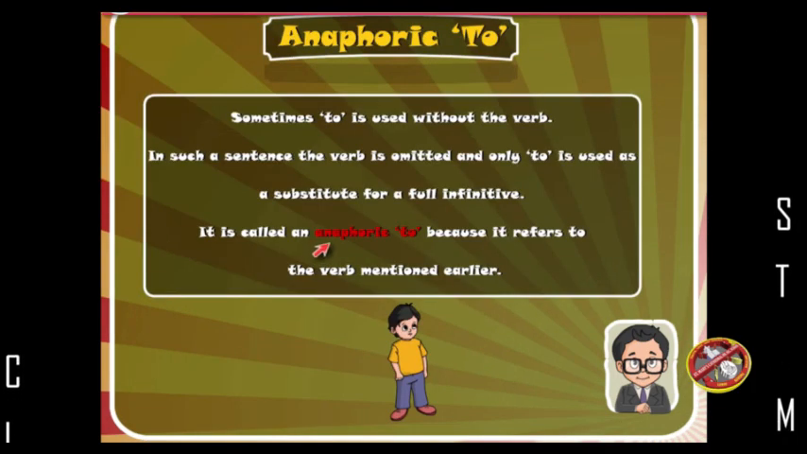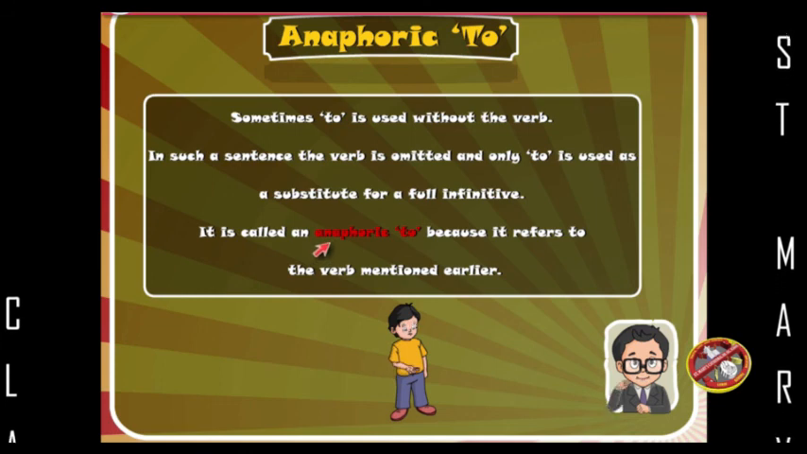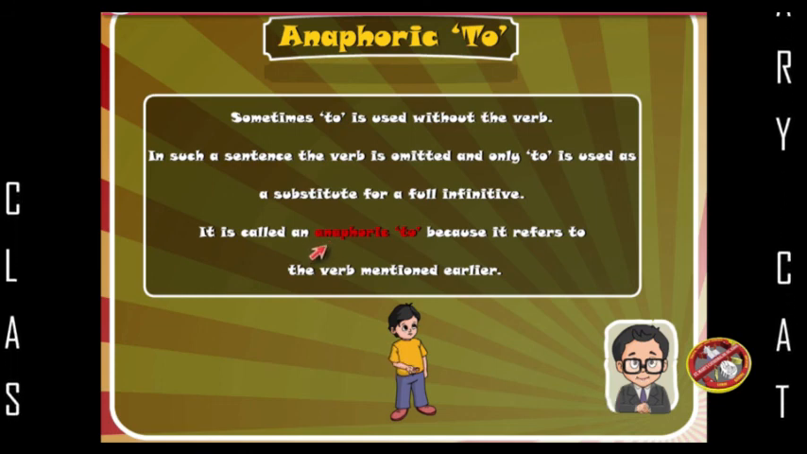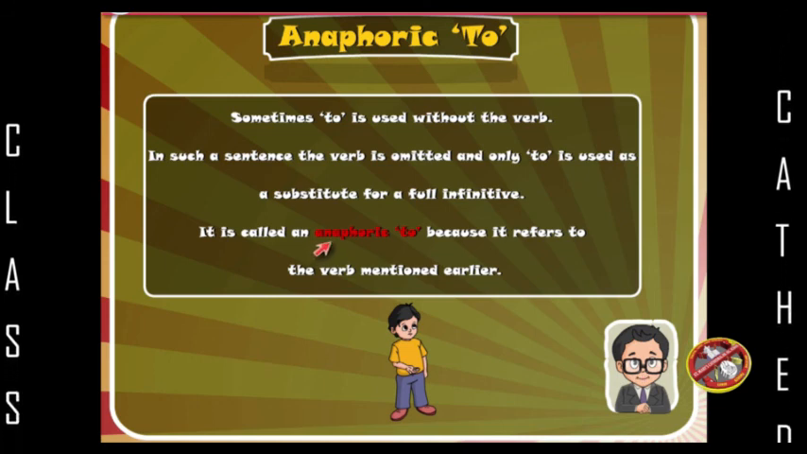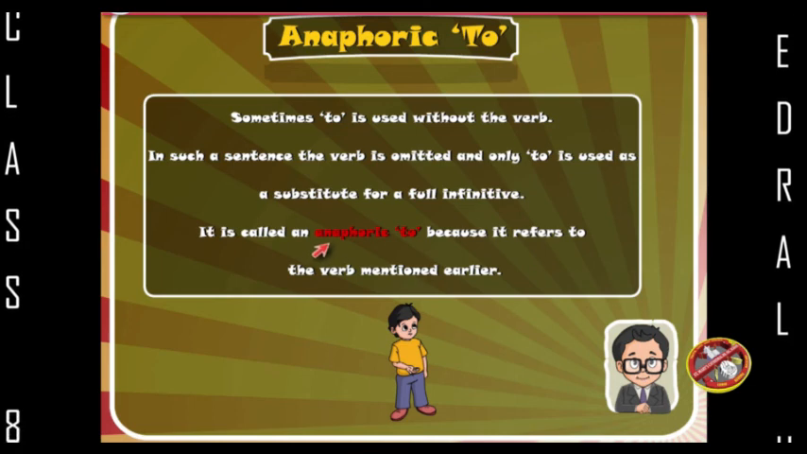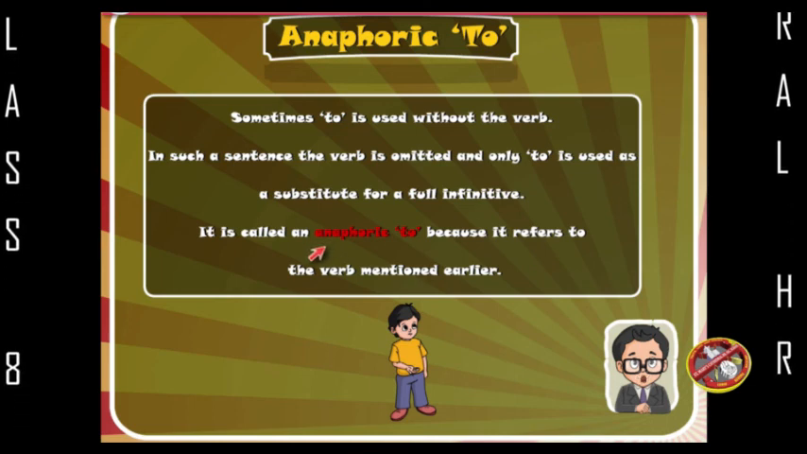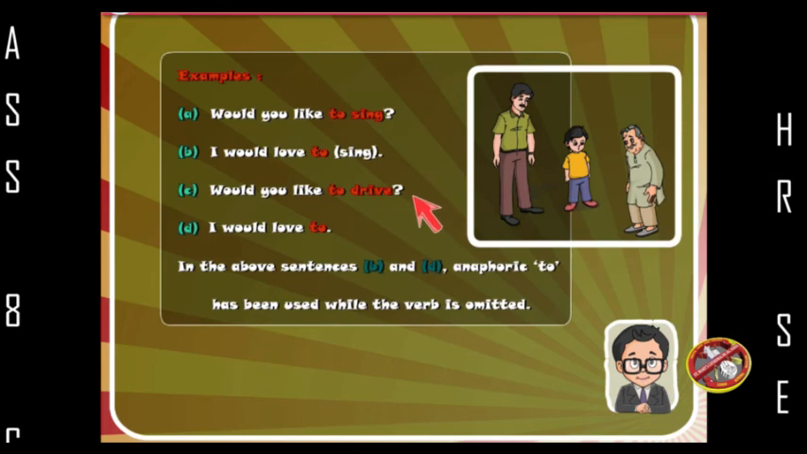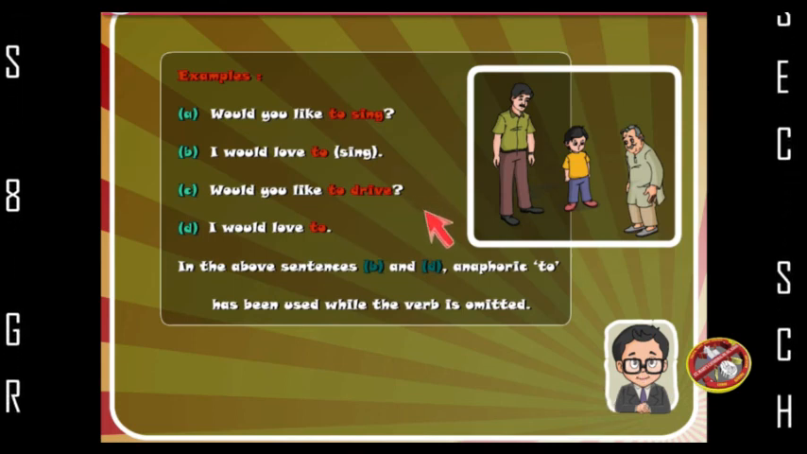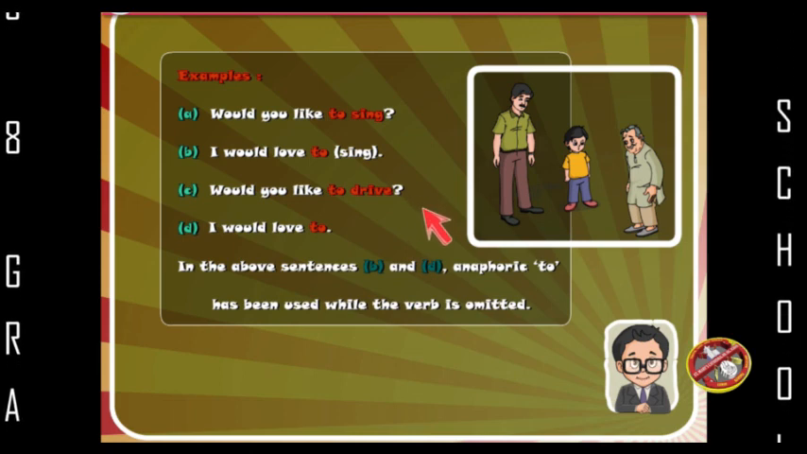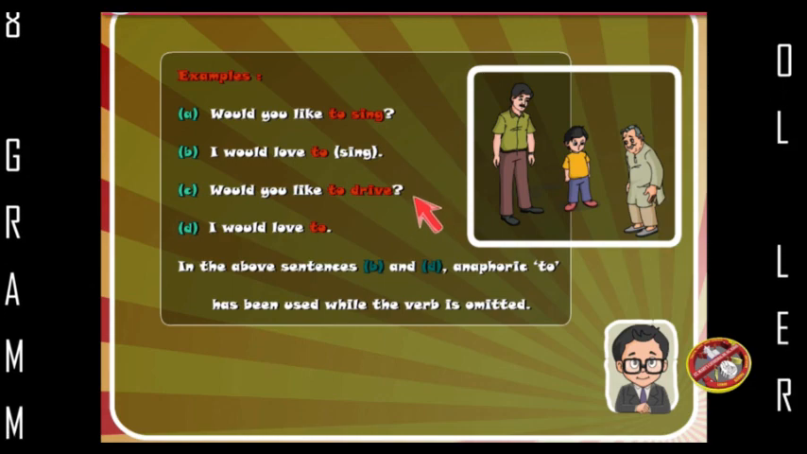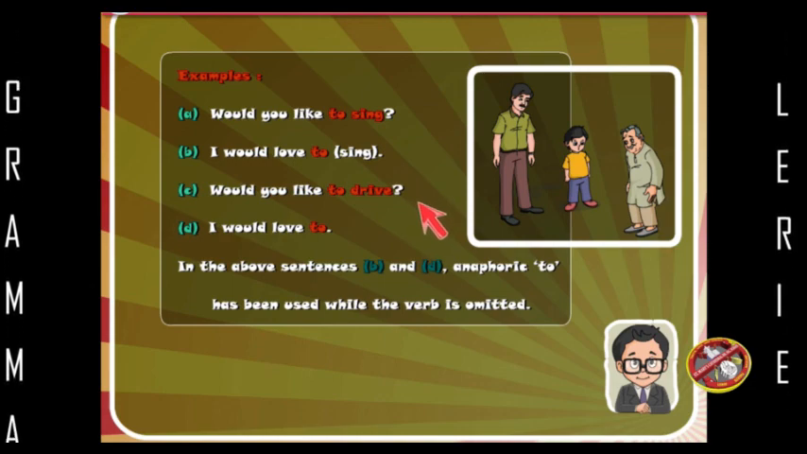Anaphoric to. Sometimes to is used without the verb. In such a sentence, the verb is omitted and only to is used as a substitute for a full infinitive. It is called an anaphoric to because it refers to the verb mentioned earlier. Examples: would you like to sing? I would love to sing. I would love to. Would you like to drive? I would love to. In the above sentences, an anaphoric to has been used while the verb is omitted.